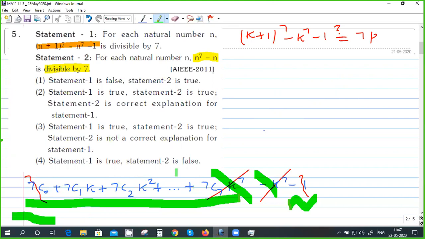So statement 1 is correct. This is also true. The option is 2. Statement 1 is true, statement 2 is true, and statement 2 is a correct explanation for statement 1. We are actually using this divisibility by 7.